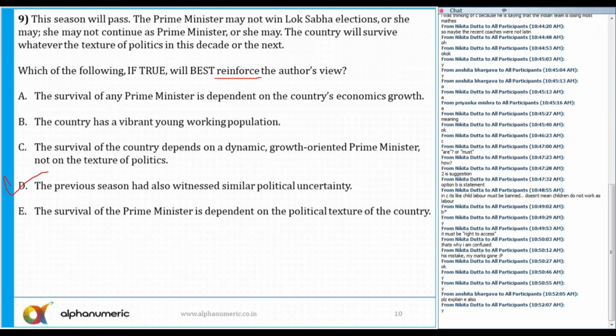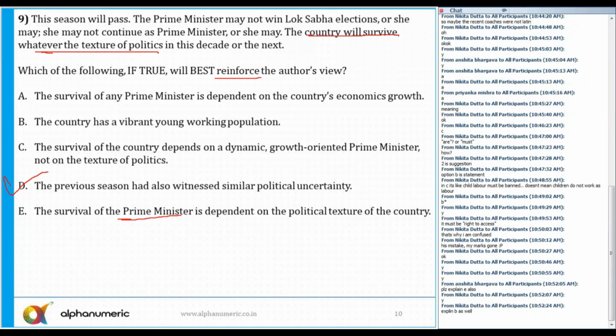Please explain E, the survival of the prime minister. See, please understand, prime minister is not important. That is what he's trying to say. The country will survive, whatever the texture of politics, whether it is Congress or BJP or left front, whatever the texture of politics, the country will survive. So what he's trying to say is that the prime minister is not important. The political parties are not important. The prime minister is not important.